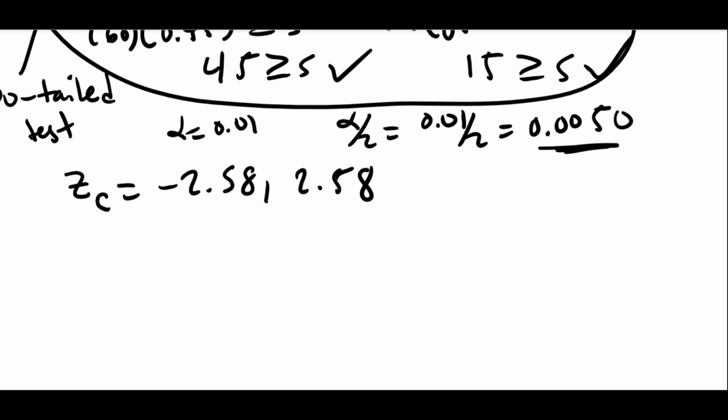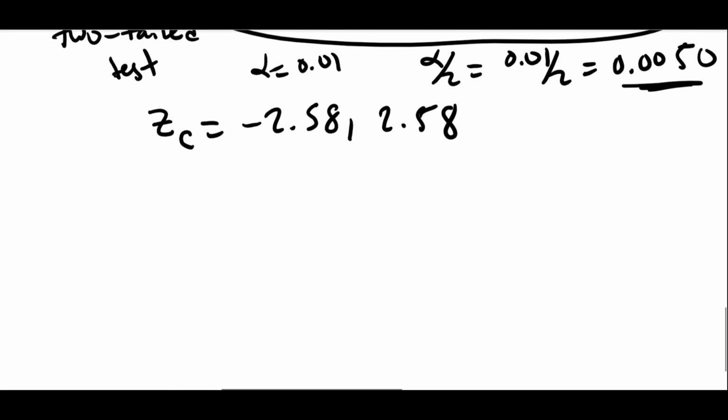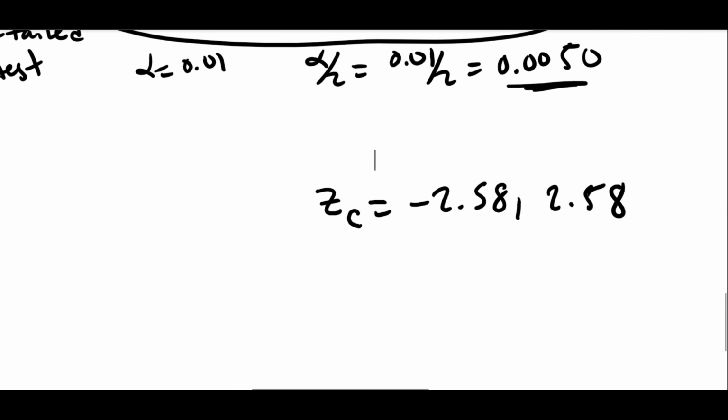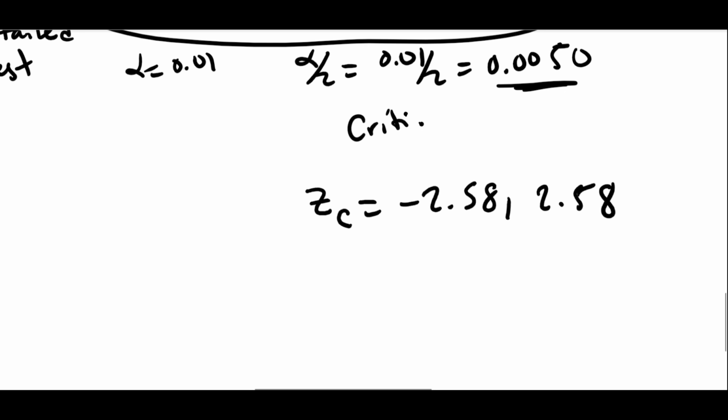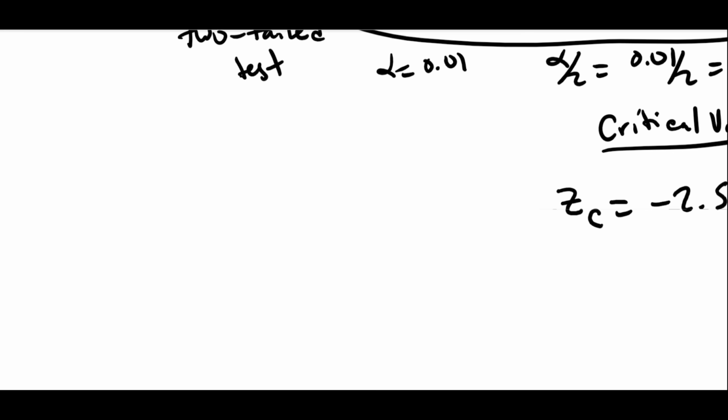Okay, and that's for a two-tailed test. So now we can clearly, so that's for the critical value method. So let's put this under critical value. And then we're going to do the p-value method as well in a little bit.